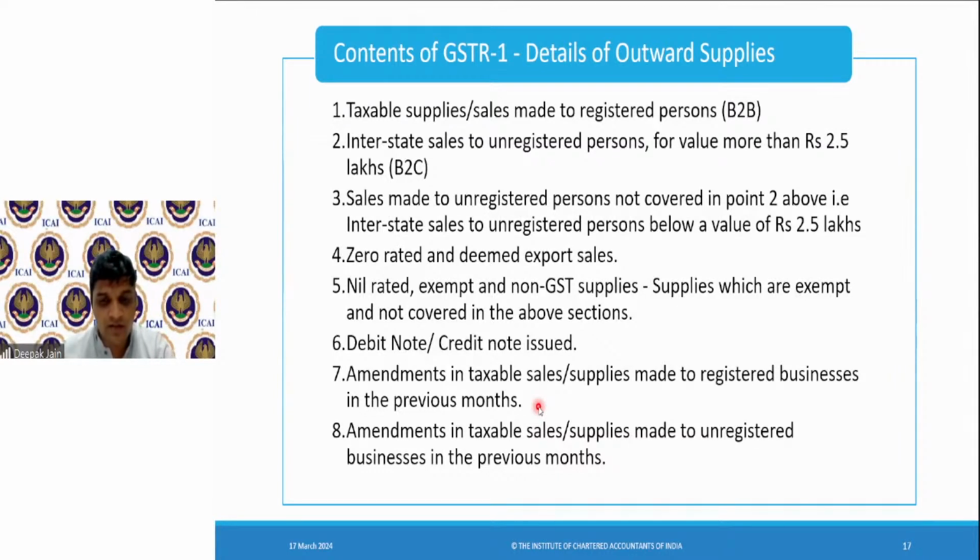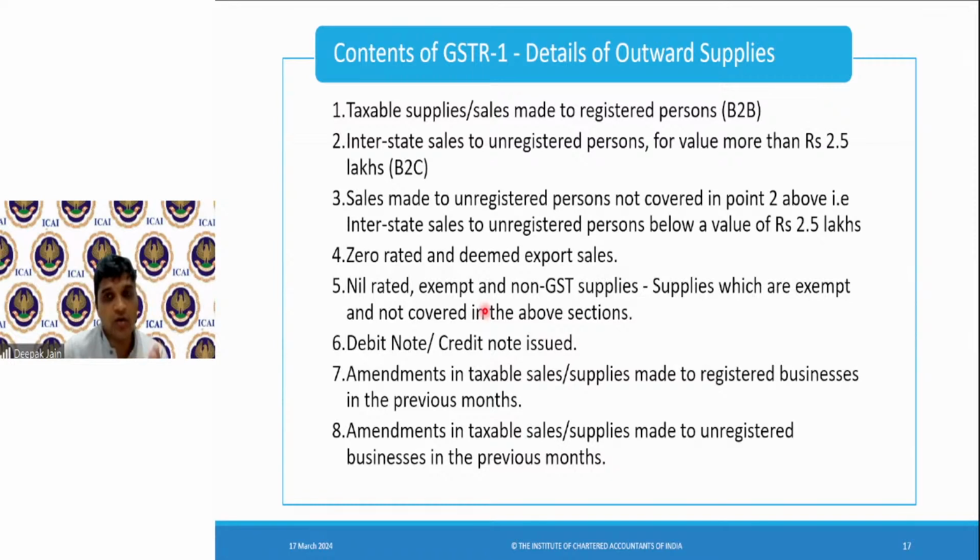Interstate from me to an unregistered person. Not furnish if the sale is less than 2.5 lakh per invoice, or monthly or quarterly if quarterly payer, any limit on intrastate supply? No. There's no difference between a quarterly payer or a monthly payer. So this information is for a monthly as well as quarterly payer. Okay, no differential between that.